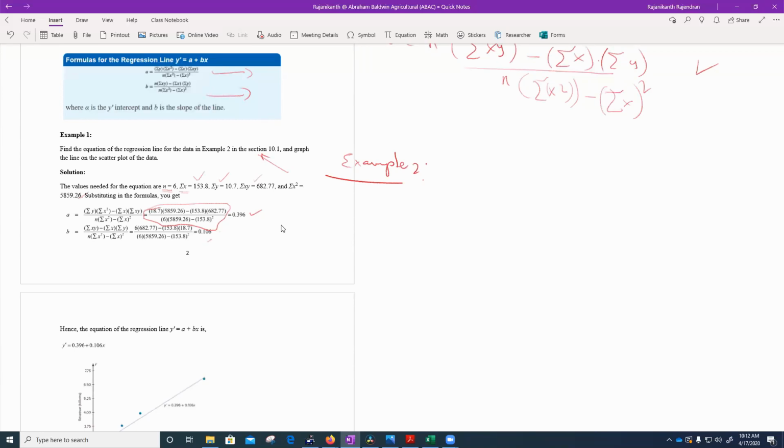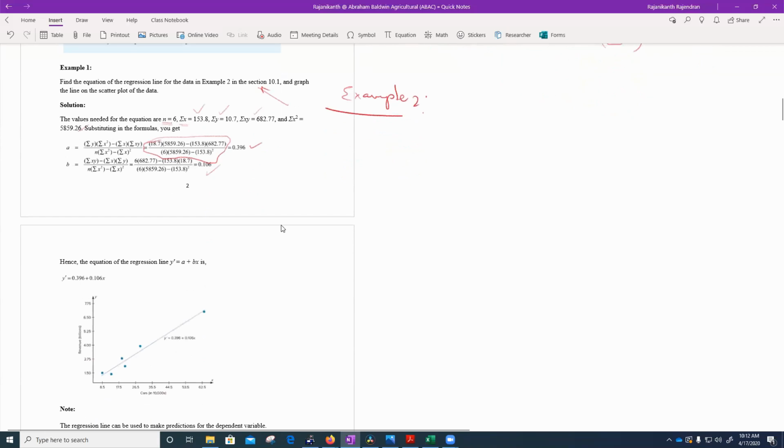Once you know a and b, my best fitting line, the regression line, is going to be y prime equals a plus bx. So a is now 0.396 and b is that. Okay, so now this is the best fitting line. Once you have the equation of the straight line, we know how to draw it. So this is my equation of the straight line. Sorry, the slope is 0.106 and the y-intercept is 0.396. So that means if you extend this straight line like that, it will intersect the y-axis at 0.396. So this is my y prime.